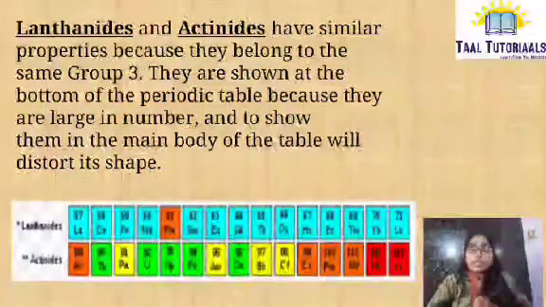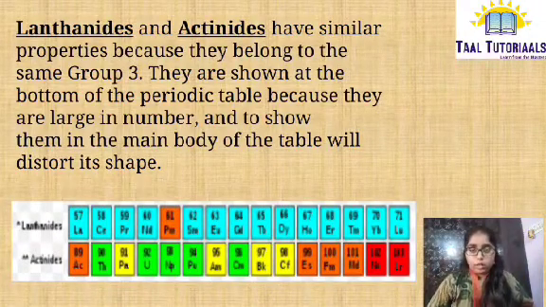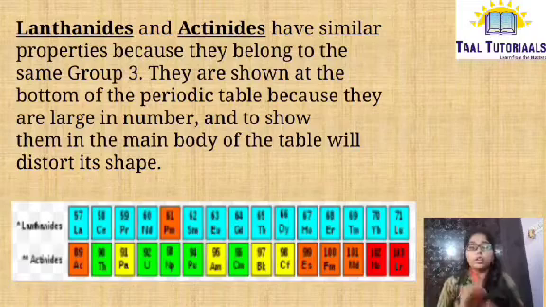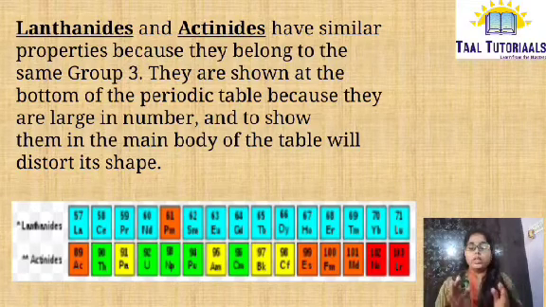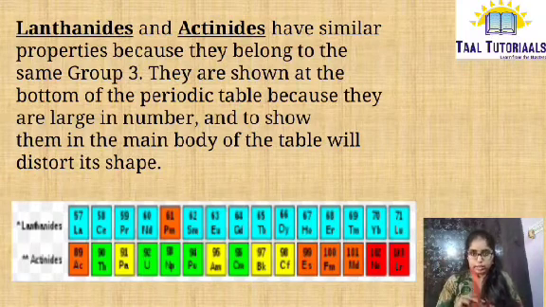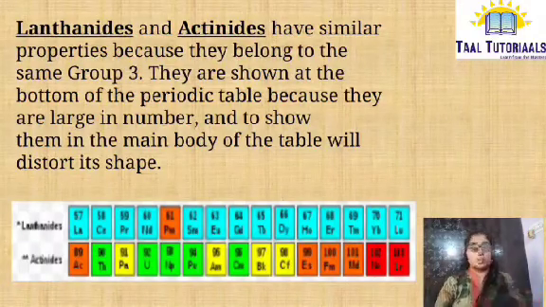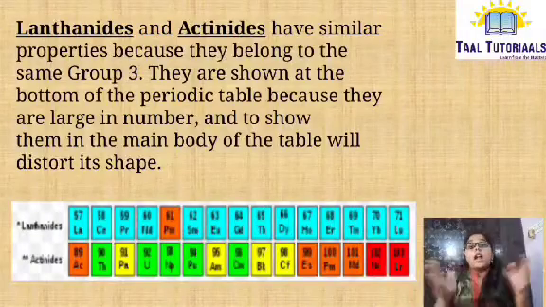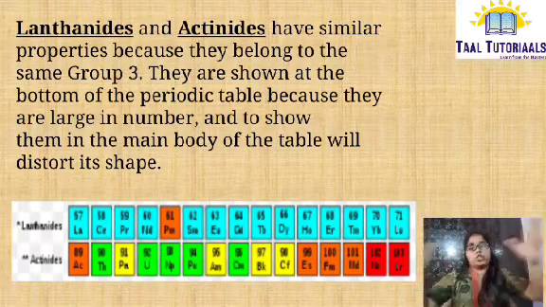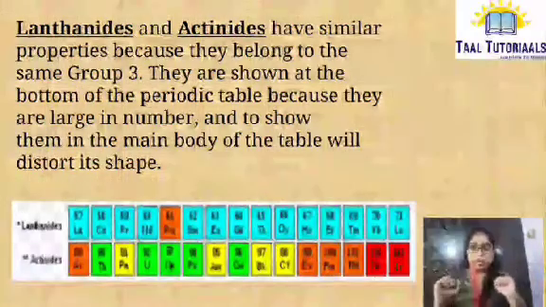Now, why are these lanthanides and actinides placed down the periodic table? Have you got the doubt? Yes, here is the answer. Lanthanides and actinides have similar properties because they belong to the same group, group 3, but the periods change. They are shown at the bottom of the periodic table because they are very large in number, and to show them in the main body, the table shape would have to be changed. So they have been kept down the periodic table.